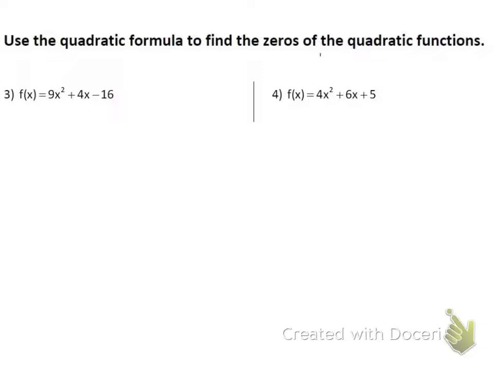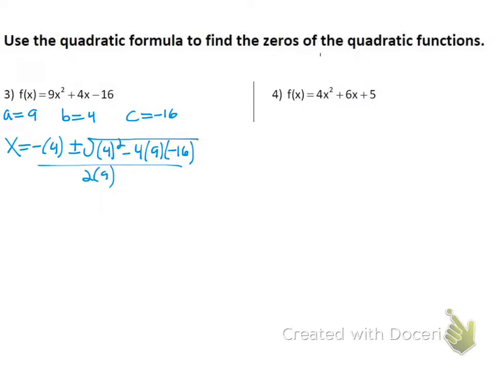So problems 3 and 4 here. Again, problem 3, we're going to start by listing out the A, B, and C values. Then we substitute. Hopefully by now you're starting to feel a little more comfortable with the substitution step. Once we've substituted, we need to deal with the outside, negative 4. 2 times 9 gives us 18.